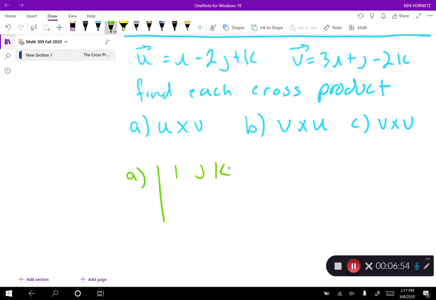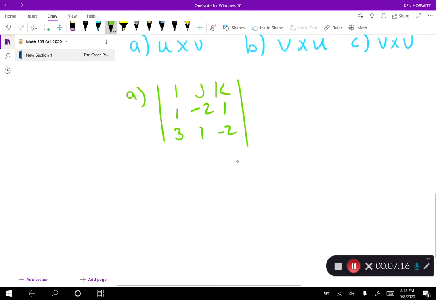Our second row is going to be the coefficients for each of our vectors. So for the second row, it'll be vector u. So it'll be 1, -2, and 1. And then 3, 1, 2, -2, which is vector v. All right, so now we are going to separate this into our determinants.